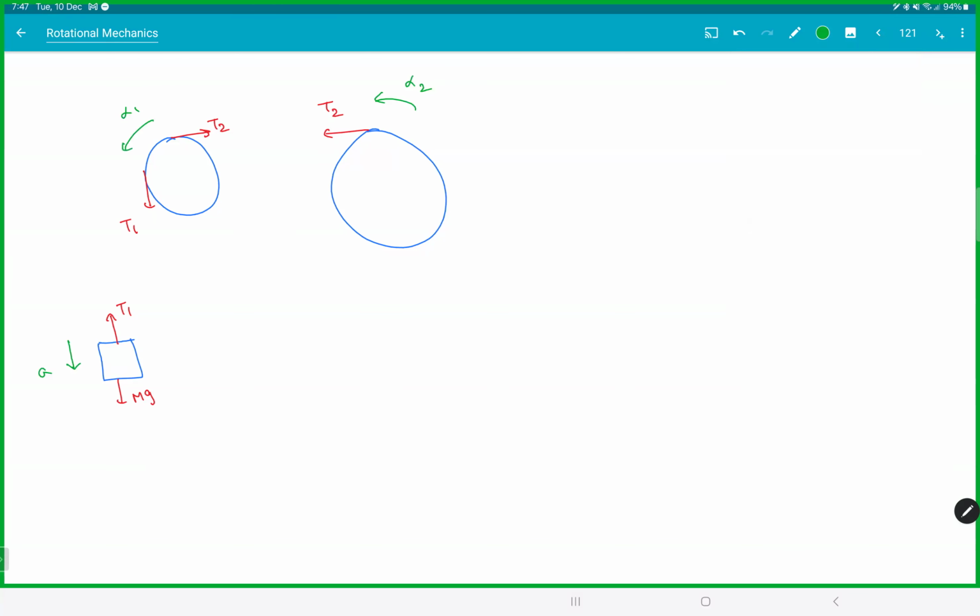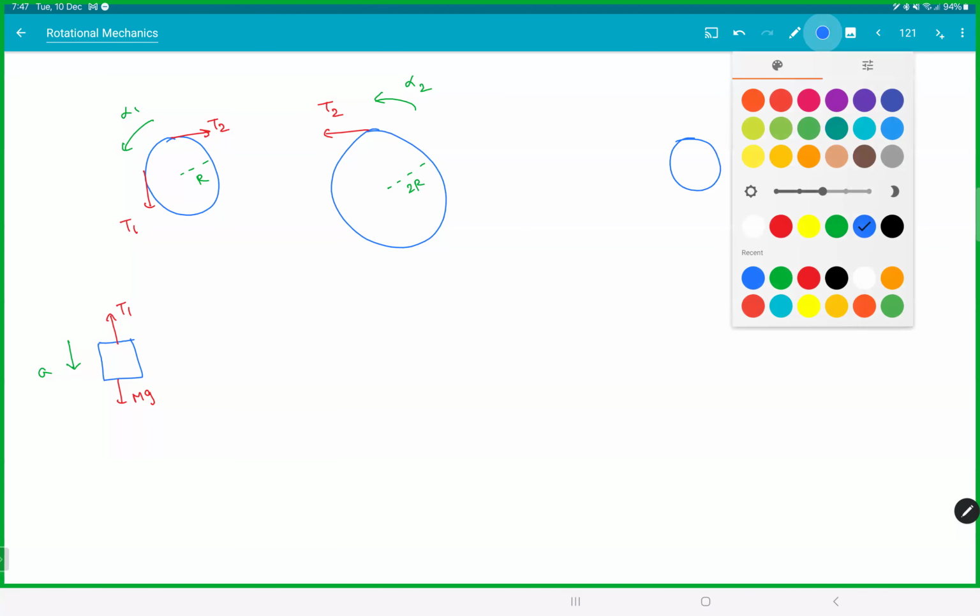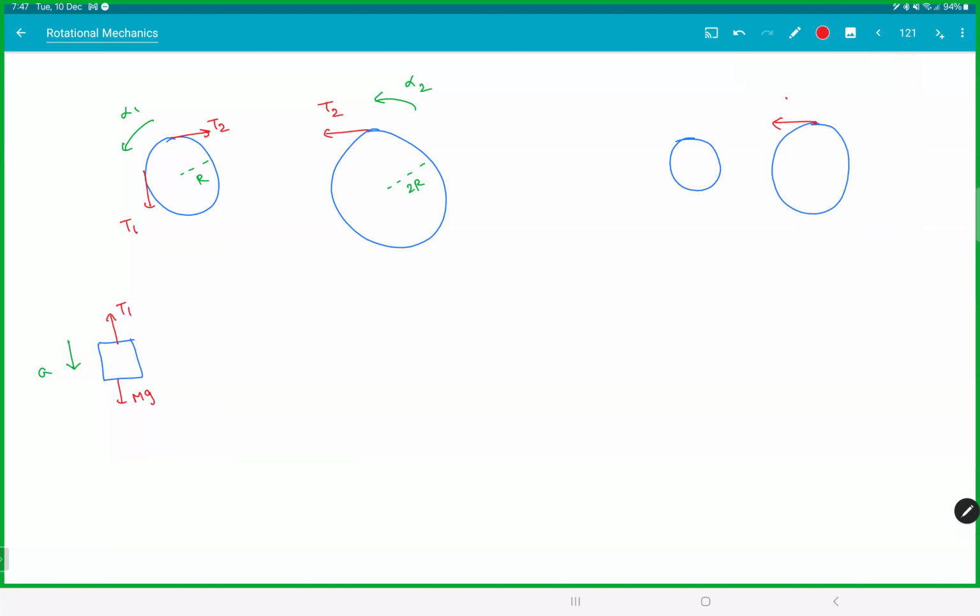Be careful, both of them won't have same alpha because the radius is different. Now find the relation between them. So to find the relation between them, if you look at this point here, this is going with 2r alpha 2. This point is going with r alpha 1, and both are connected by a string.